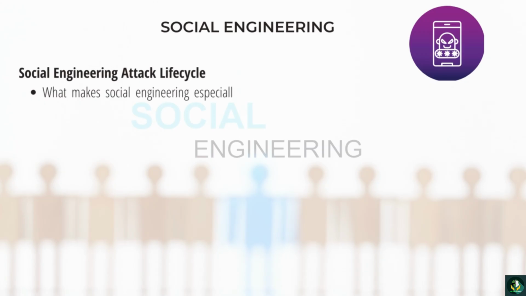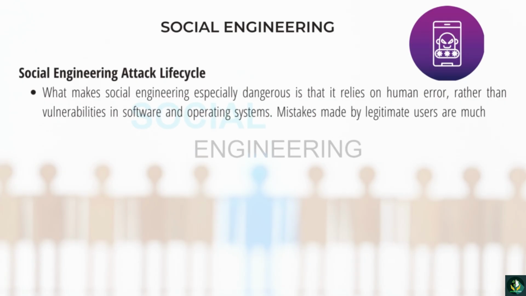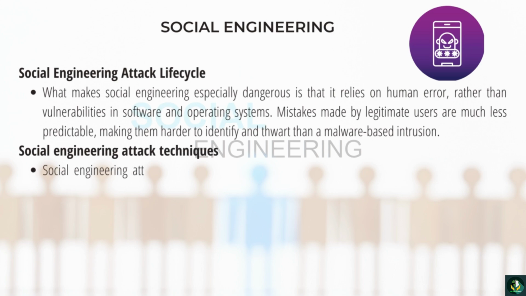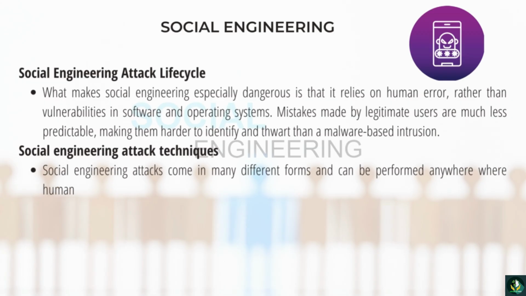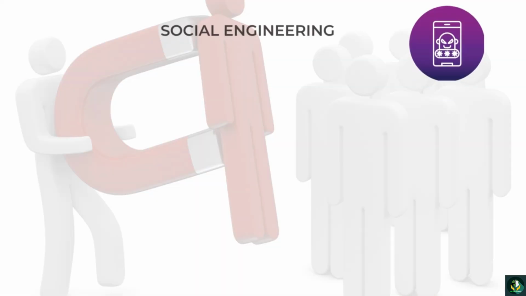What makes social engineering especially dangerous is that it relies on human error rather than vulnerabilities in software and operating systems. Mistakes made by legitimate users are much less predictable, making them harder to identify and thwart than a malware-based intrusion. Social engineering attack techniques. Social engineering attacks come in many different forms and can be performed anywhere where human interaction is involved. The following are the 5 most common forms of digital social engineering assaults.